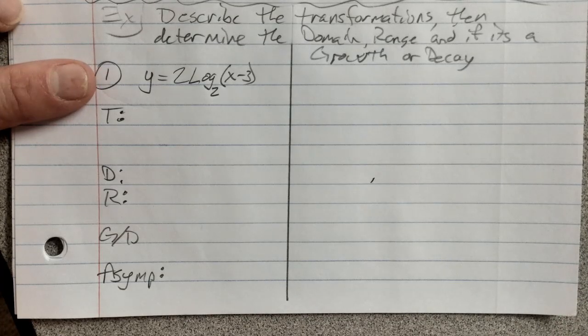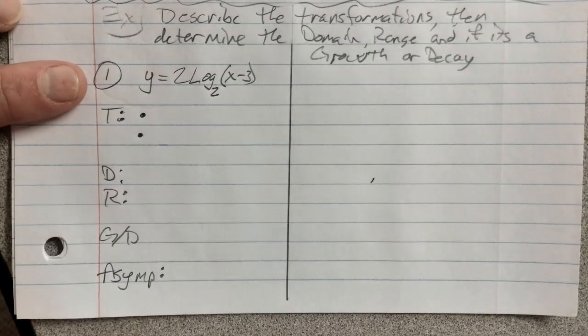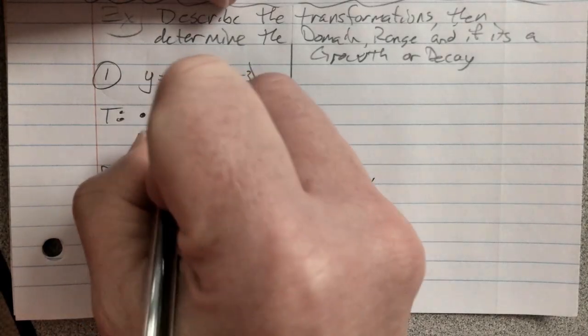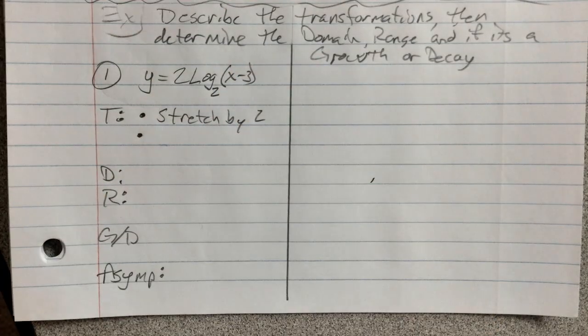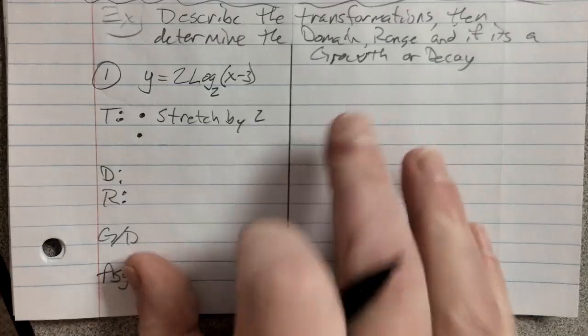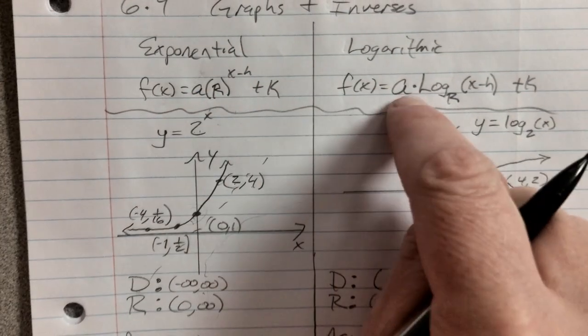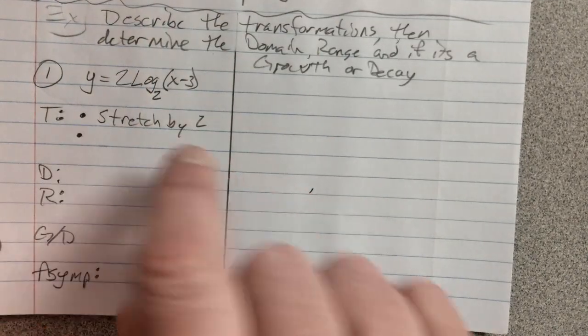Trin, how many transformations do we have here? 2. Really good job. Name one of those transformations. Do you remember how many times we've had an a value? A value of 2. My 2 here is a stretch by 2. Good job, Trin.